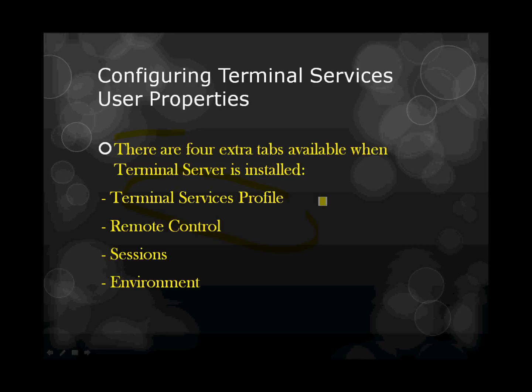The second is Remote Control. This tab configures remote control properties for the user account. The third one is Sessions. This tab configures the maximum session time and disconnect options. This property can also be configured under the properties for the connection, and any settings configured under the user account can then be overridden. The last one is Environment. This tab configures a program to automatically run when the user connects to the terminal server.